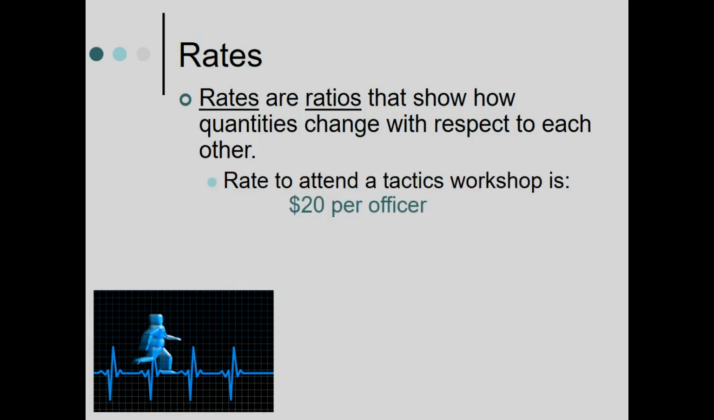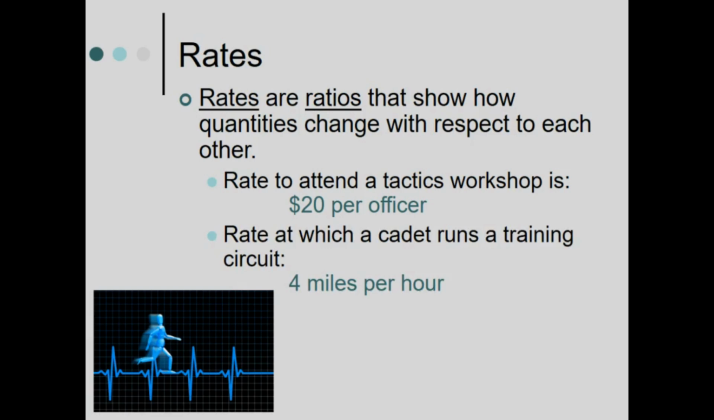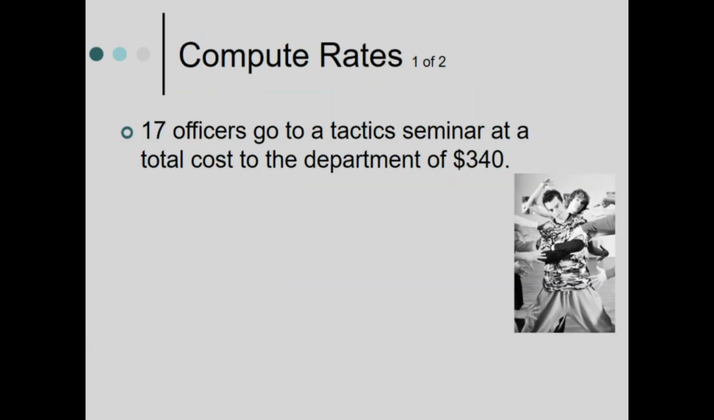Here's an example. The rate to attend a tactics workshop is $20 per officer. Another rate at which a cadet runs a training circuit could be expressed as 4 miles per hour. To compute some rates, let's look at some examples.